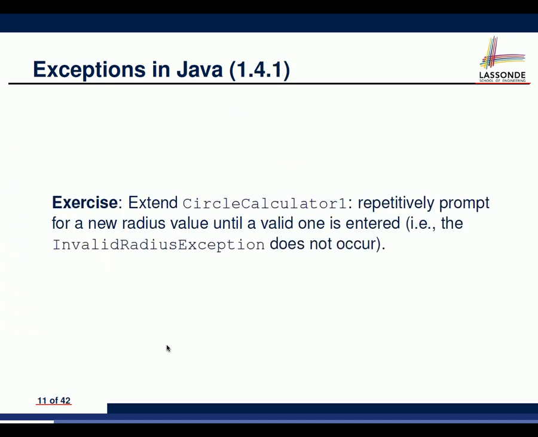Okay, that's the solution, but let's look at the exercise first. Over here, we want to extend your circle calculator 1. I'll bring you to that page. We want to repetitively prompt for a new radius value until a valid one is entered. Here you can assume that the set radius method from the circle class will throw the invalid radius exception if it is negative. So somehow your code has to combine try and catch and some while loop. Maybe with some Boolean variable to tell you when to exit from the loop.